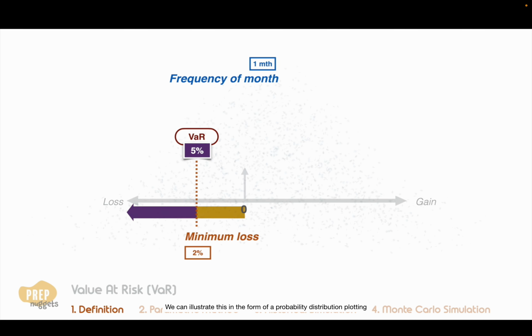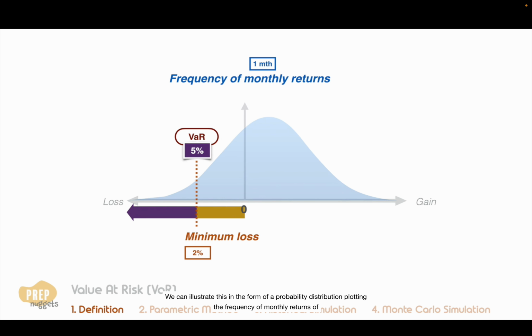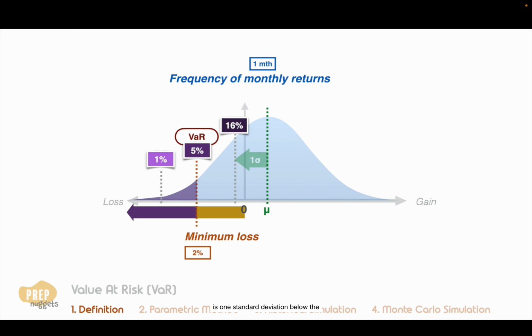We can illustrate this in the form of a probability distribution, plotting the frequency of monthly returns of the portfolio. The area under the left tail represents the VaR. 5% VaR indicates that the area under the left of the minimum loss is 5%. VaR is typically expressed for 1%, 5%, or 16% probability, which is one standard deviation below the mean for a normal distribution. The time frame specified also varies. We could estimate VaR for a day, a week, a month, or any other relevant period.